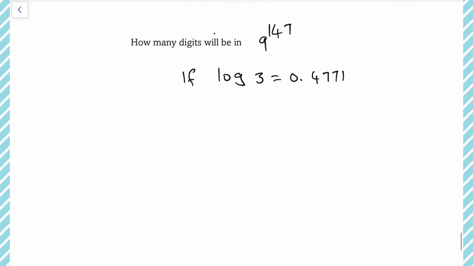Next, how many digits will be there in the expansion of 9 power 147? Here the base is 9. We have the value of log 3 only. So the base and the given log value are both different, so we need to do a little simplification. I am taking that number 9 power 147. Here 9 can be written as 3 square, power 147 as it is. So 3 power, here 2 powers are there with brackets, so just multiply those. 147 2s are 294. So 3 power 294.